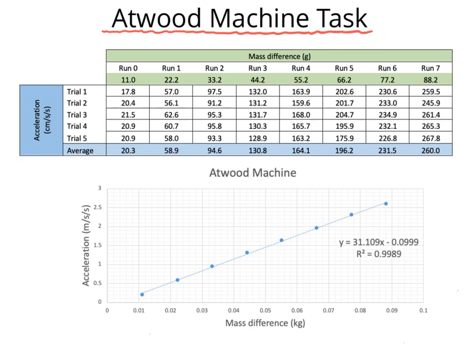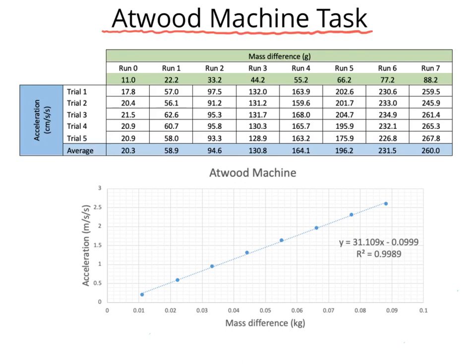Here we see a table summarising the data I gathered. The mass difference for each of the runs 0 through to 7 is recorded in grams, and we see the precision is to the nearest tenth of a gram. The acceleration for each of the trials and the average is recorded, with the precision shown to the nearest 0.1 centimetre per second.